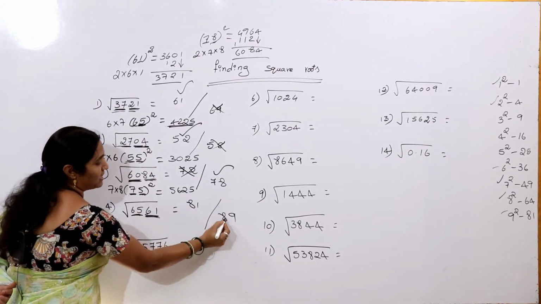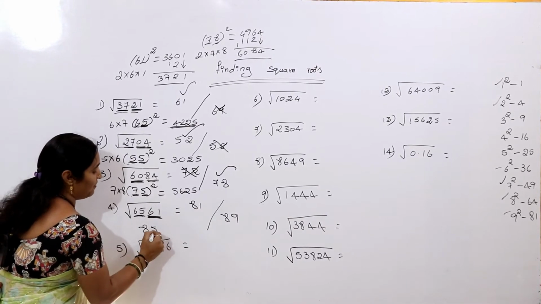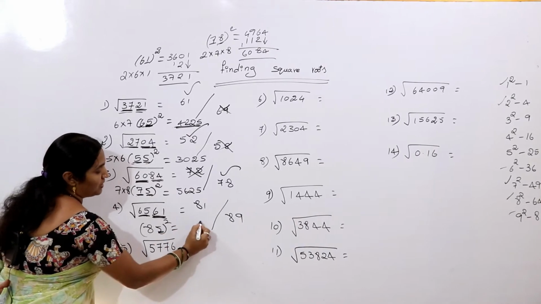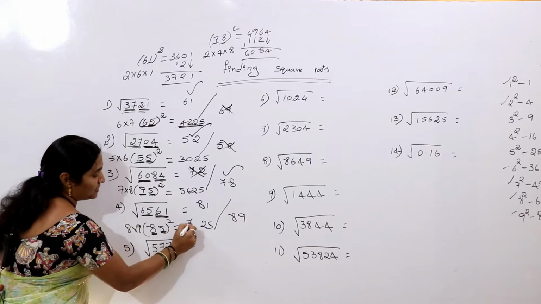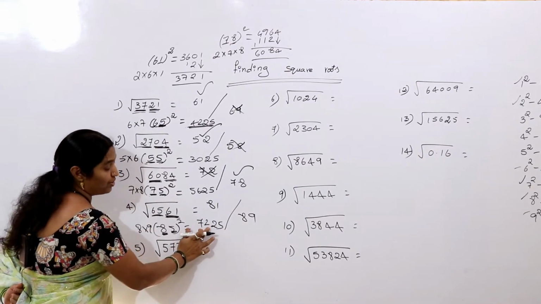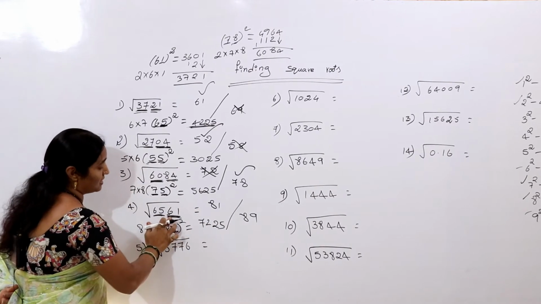64. 8 square is 64. What is the middle number? 85 square. 85 square is ending with 5, so 25. 8 consecutive is 9. 8 9s are 72. So here we have 7225, but in the square root we have 6561.